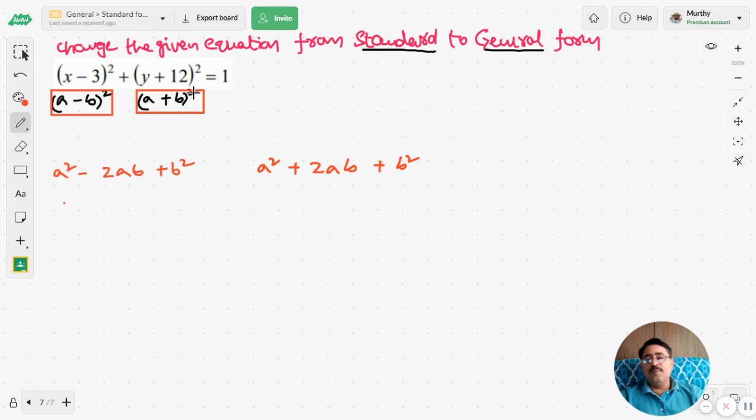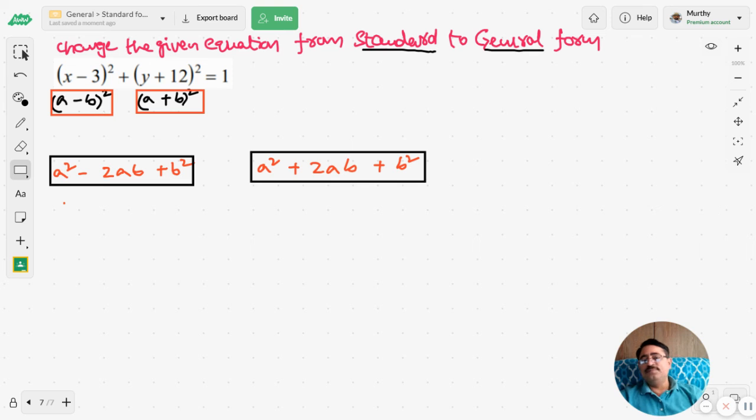In fact, we have to memorize these formulae. I'm sorry, it is a square minus 2ab plus b square. That's the formula of a minus b whole square. A square plus 2ab plus b square. That's the formula for a plus b whole square.